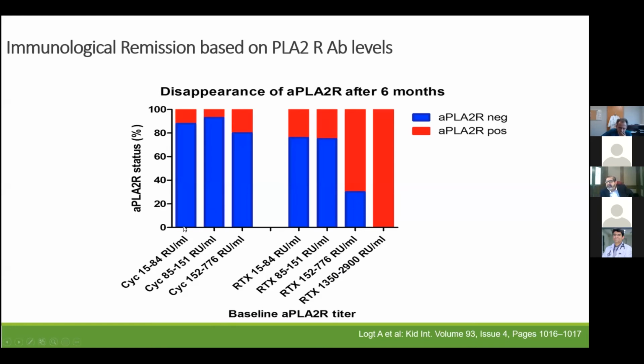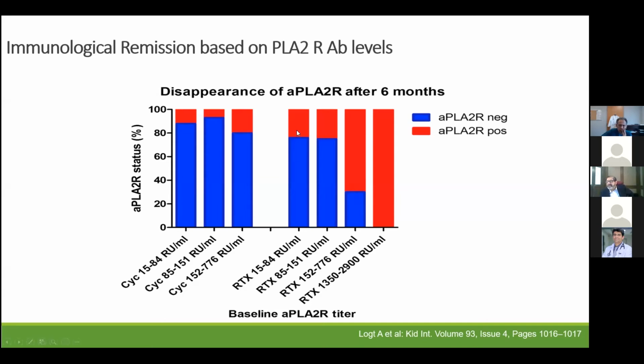So let's take a look at this. Blue means good, we have responded. Red means bad, we have not responded. Here they're treating with cyclophosphamide people who've got antibody levels between 15 to 84, and you're looking at response rates of 90%. Same cohort of people. This is retrospective. This is not a randomized trial, so you have to take it with a pinch of salt. I just want to make certain that you understand what you're looking at.